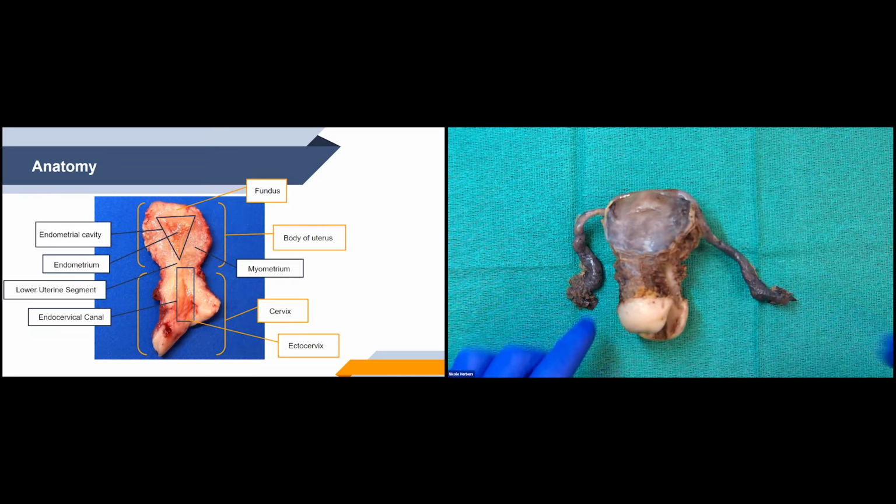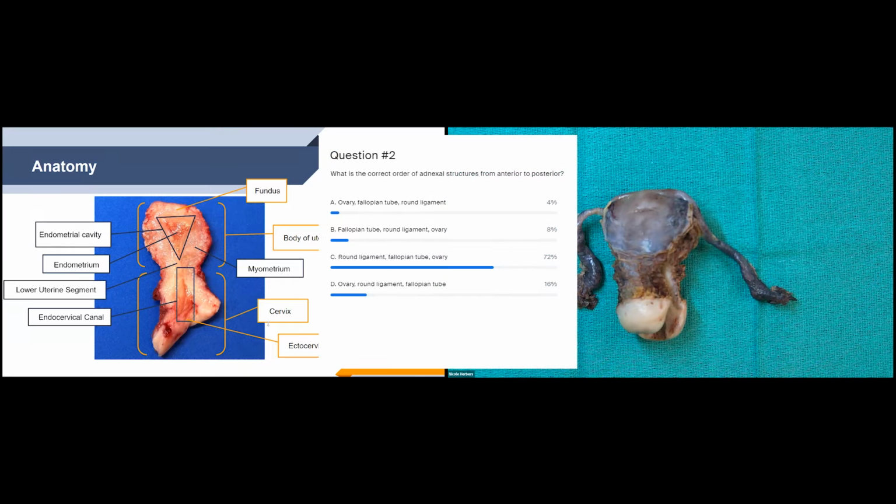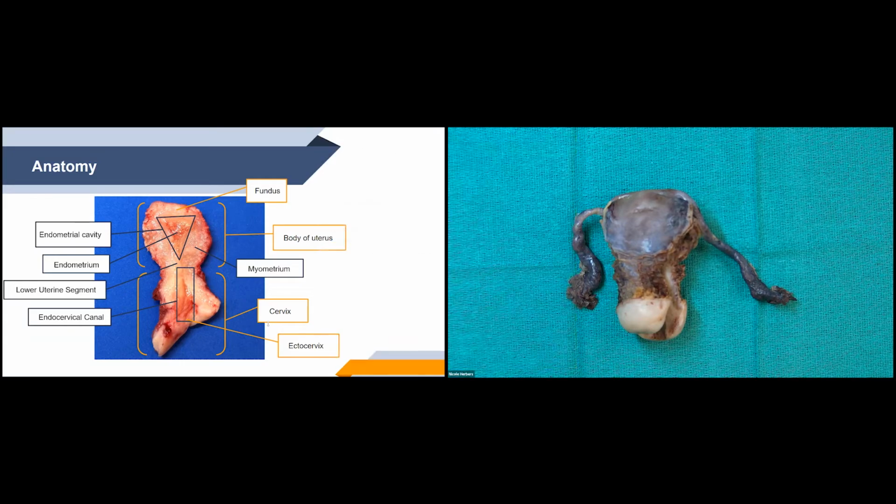So now I'll put up our next polling question here. What is the correct order of adnexal structures from anterior to posterior? Okay, so I'm going to end the polling there and share the results. Yes, so great job, everyone. It is C, so it goes round ligament, fallopian tube, ovary.